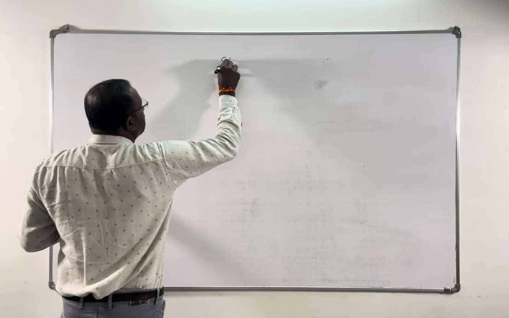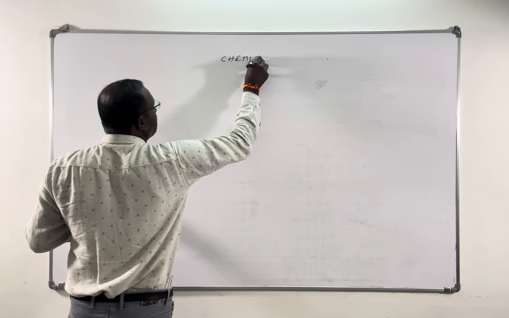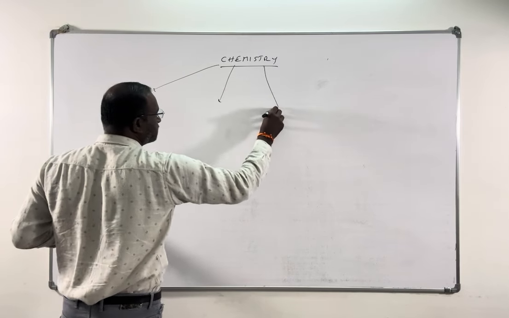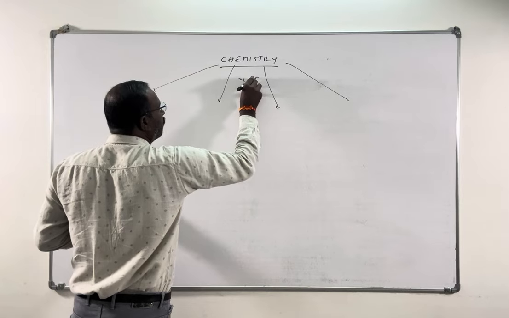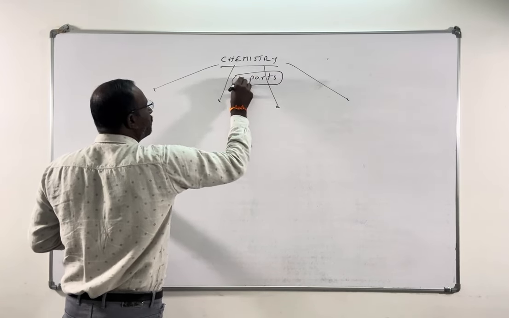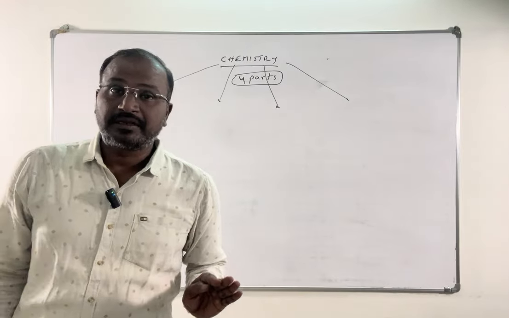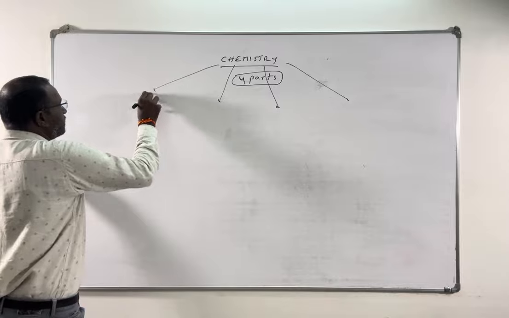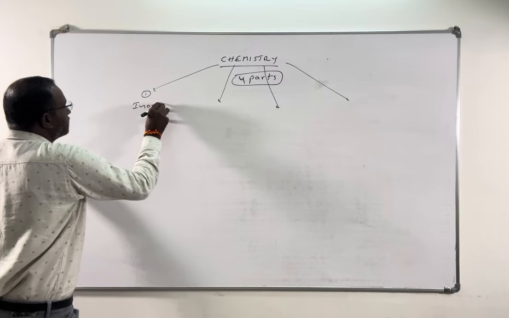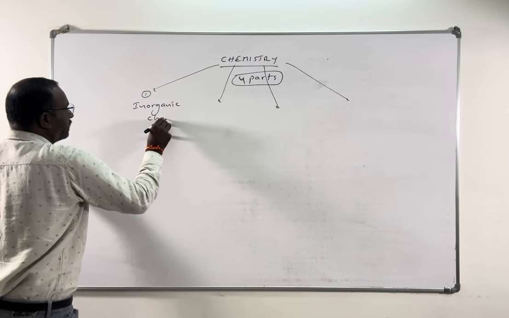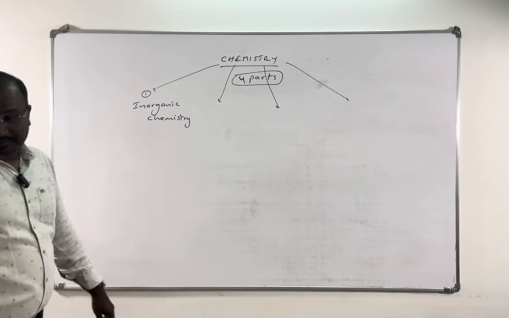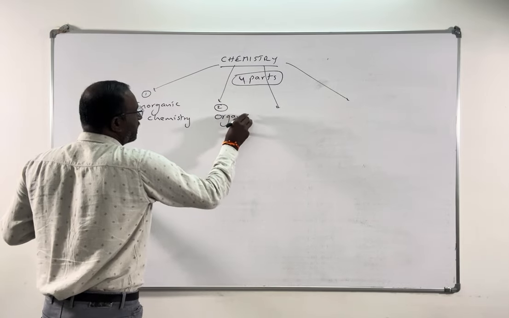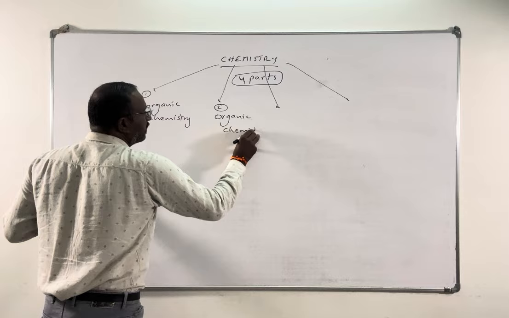Chemistry, the study of matter of the universe, has been divided into four parts, for simplification only, for identity, for easy remembering. The first part of chemistry is inorganic chemistry. The second part is organic chemistry.